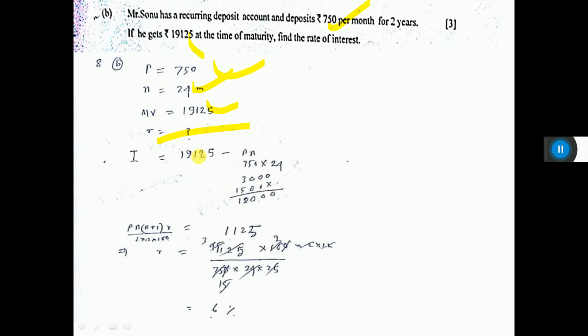So I equal to maturity value minus deposition. Deposition is Pn. So put it there, P into N, it is coming this. So this minus this, it is coming this one. Now the interest formula P into N into R by 2 into 12 into 100, from here you are getting R. Other things you send to the right side, you get R.